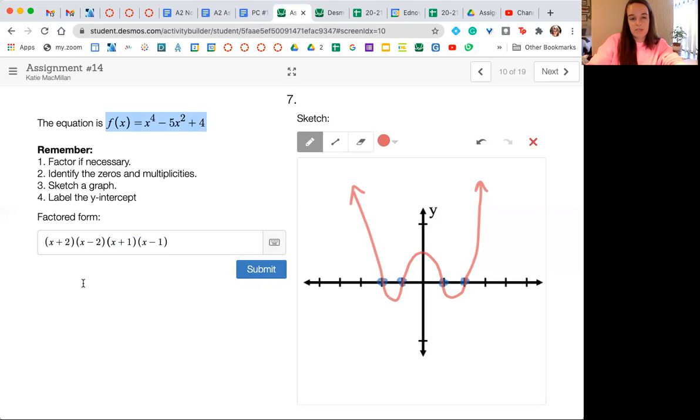And then if I'm looking for my y-intercept here, I know it's going to be +4 because it's my constant term. If I didn't know that, I could also do +2 times -2 would be -4, times +1, -4, times -1, +4. So I know this point here is +4. And based off my graph, I can see that it's positive.